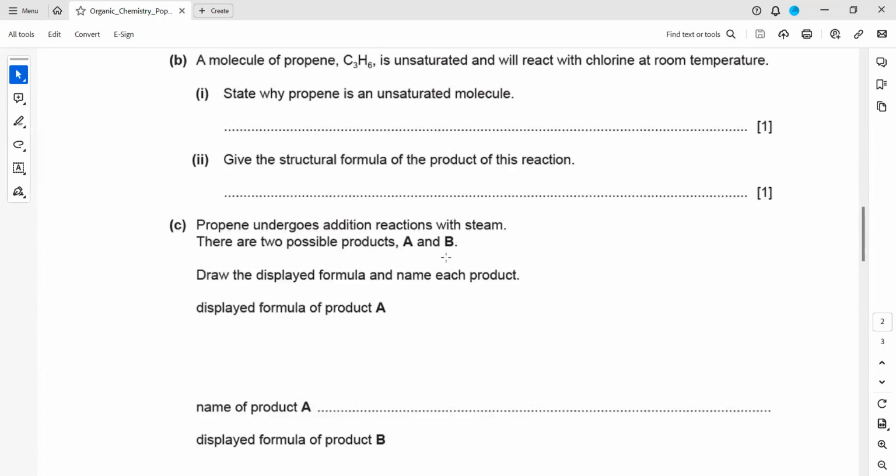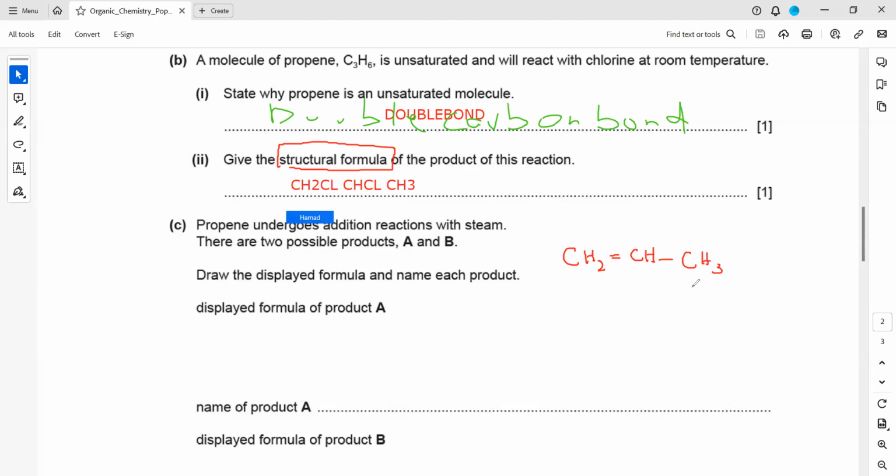State why propene is an unsaturated molecule. Because it contains a double bond, that's why we call it an unsaturated molecule. Give a structural formula for the product. What is the meaning of structural formula? In a structural formula, we don't show the bonds. For example, this is propene: CH2 double bond CH and then CH3.